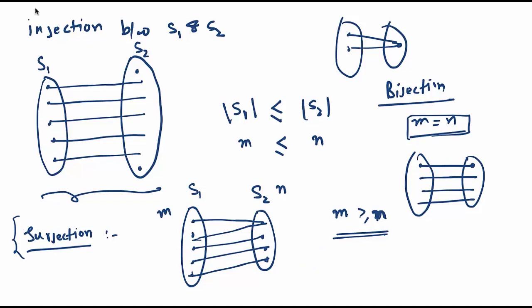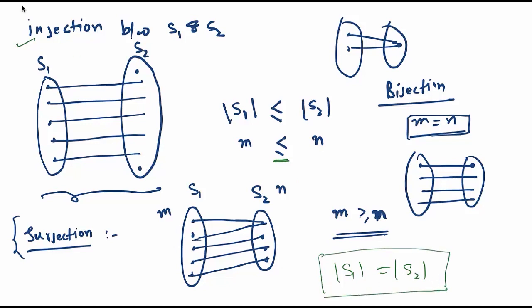So if I say that M is equal to N, that the cardinality of S1 is equal to the cardinality of S2, then what kind of functions are possible? We have less than or equal to for injection, so injection is possible, because either it is less than or it is equal. Similarly, surjection is possible, because for surjection M should be greater than or equal to N, and here we have equal. Similarly, bijection is also possible. So injection, surjection, bijection, everything is possible if the cardinality is equal.